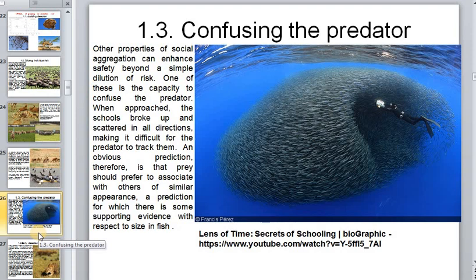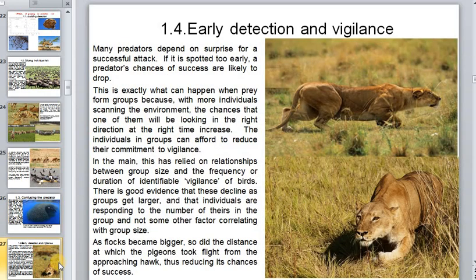Other properties of social aggregation can enhance safety beyond a simple dilution of risk. One of these is the capacity to confuse the predator. When approached, the schools broke up and scattered in all directions, making it difficult for the predator to attack them. An obvious prediction, therefore, is that prey should prefer to associate with others of similar appearance. There is some supporting evidence for this with respect to size in fish, and early detection and vigilance.